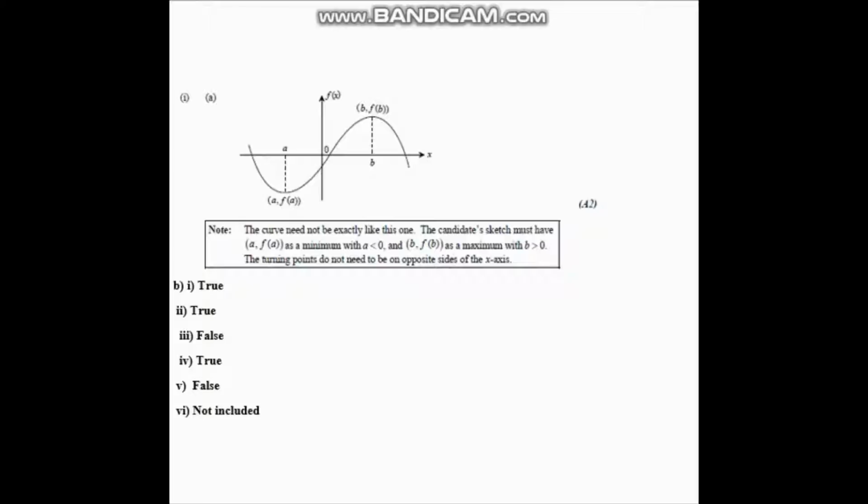So your curve should look something like this, where a is in the negative and b is in the positive x-axis, and a comma f of a is a minimum point and b comma f of b is a maximum point.